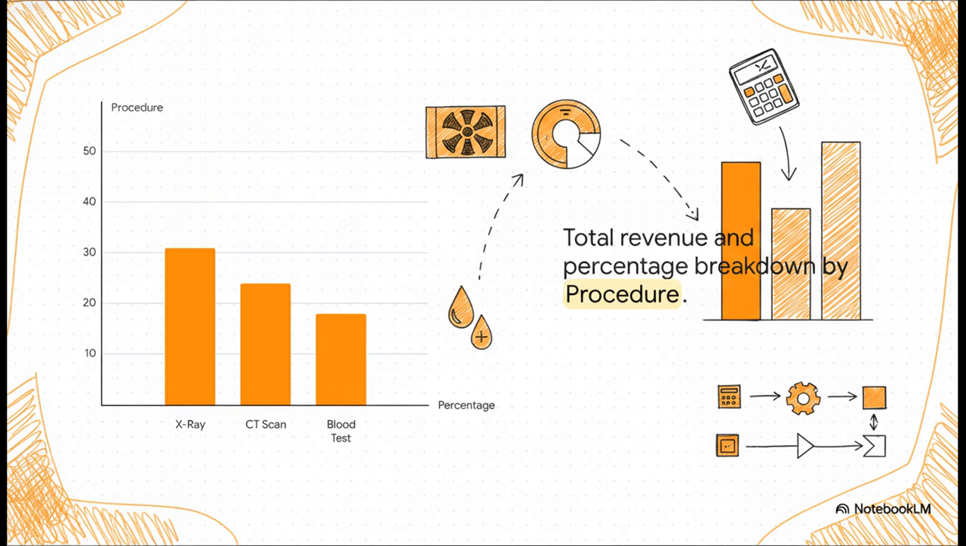Notice how we maximize our screen real estate here. Instead of separating total revenue and percentage breakdowns into two clunky charts, we use the divide function in DAX to calculate the percentage of the grand total. Then, we display both the total dollar amount and the percentage side by side on a single bar chart for procedures like X-rays and CT scans. It is clean, it's efficient, and it tells the whole story at a single glance.